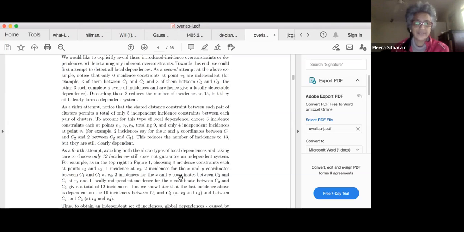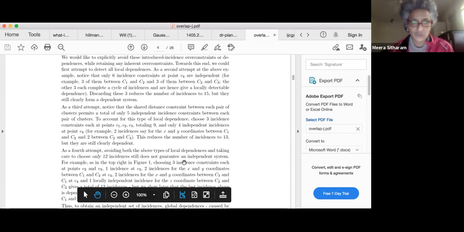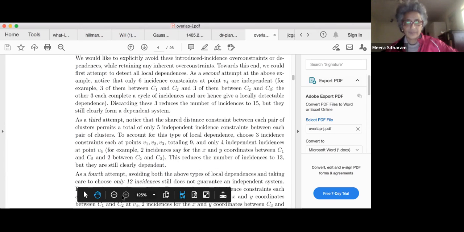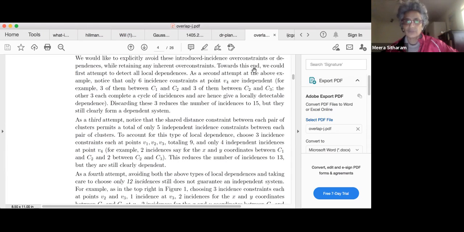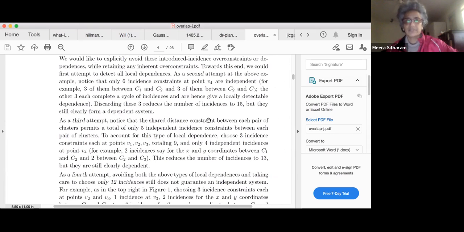These are just three different ways that are being chosen. So we want to avoid these introduced incidence over-constraints, or dependences, while retaining any inherent over-constraints. So in other words, there may be some inherent over-constraints which we don't want to throw out. It's just that we don't want to introduce these guys.